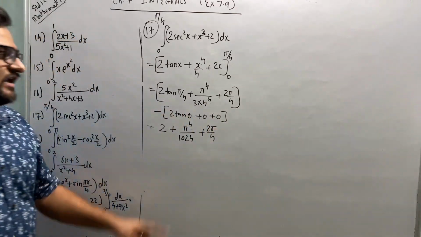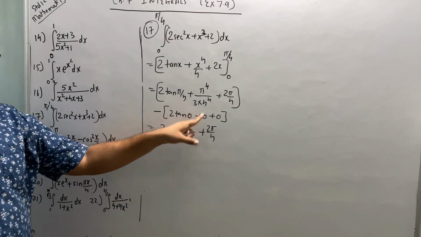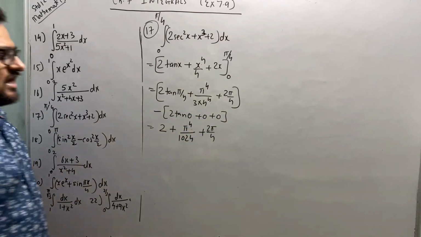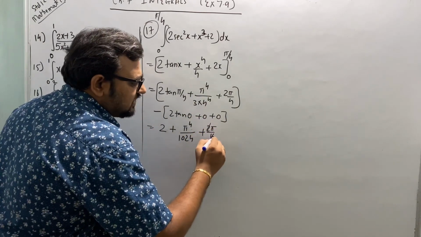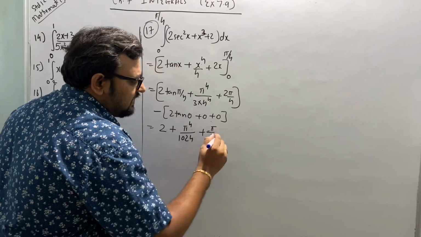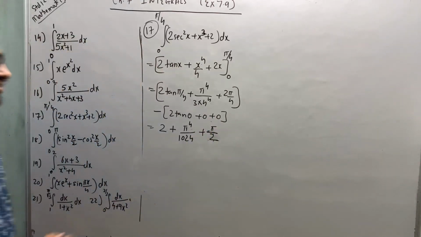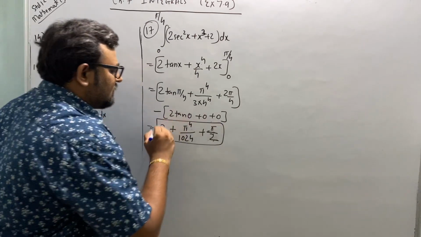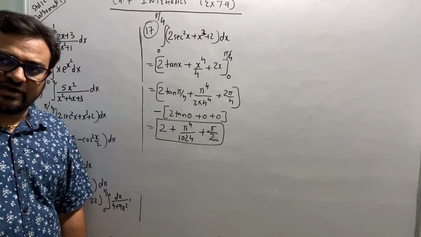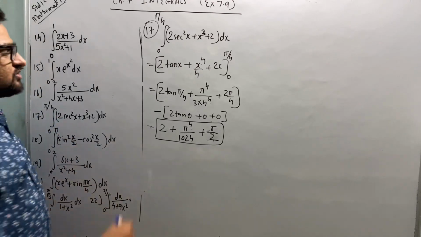We know that the value of tan 0 is 0. So this is the answer. It's pi by 2 ones are 2 twos are. So the answer will be pi by 2. So the answer is 2 plus pi raised to 4 upon 1024 plus pi by 2. Clear? Let's move to the next question.